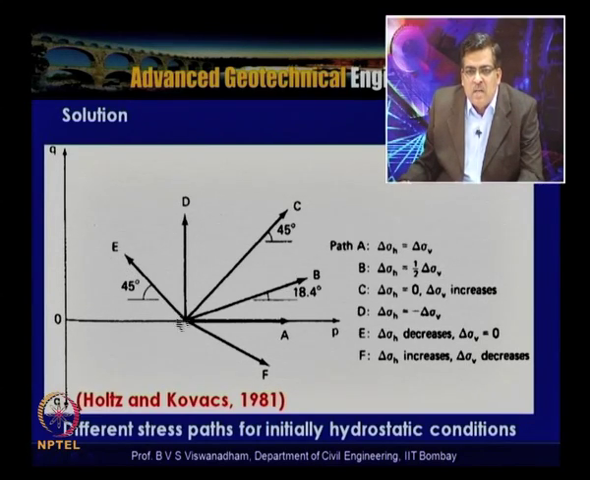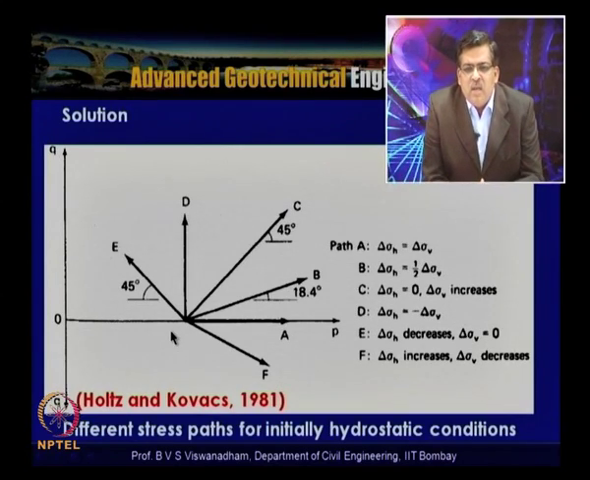And when you have delta sigma h equal to 0 and delta sigma v increases, it traverses in this direction. Here what is actually happening is that with a constant sigma 1, when delta sigma h decreases, the sample is actually losing the confinement, which means the sample is subjected to a sort of tension.